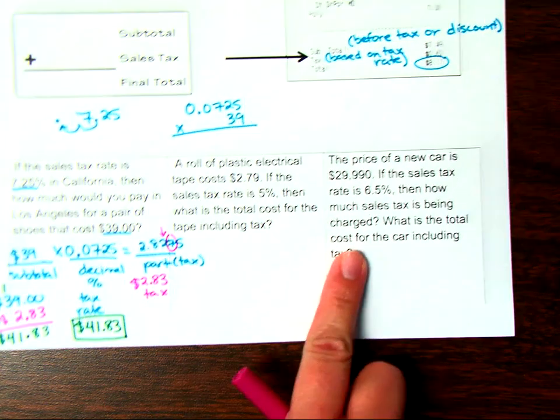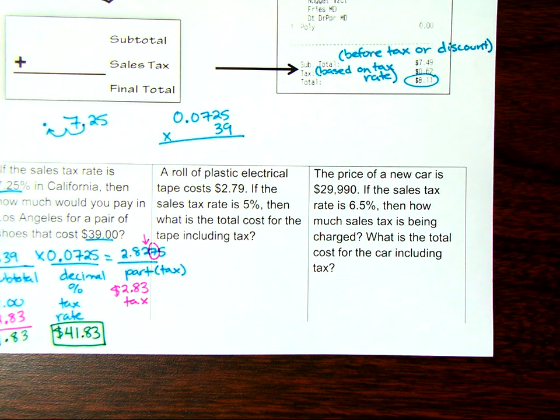So let's do this last one over here. It says the price of a new car is $29,999. If the sales tax rate is 6.5% or 6 5/10%, how much sales tax is being charged? What is the total cost? So this wants both. They want the sales tax and the total.